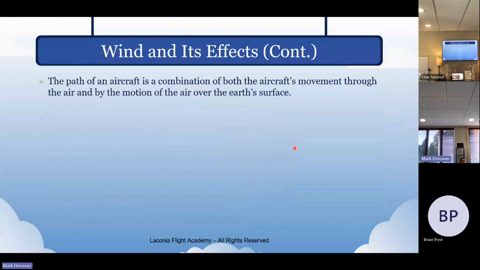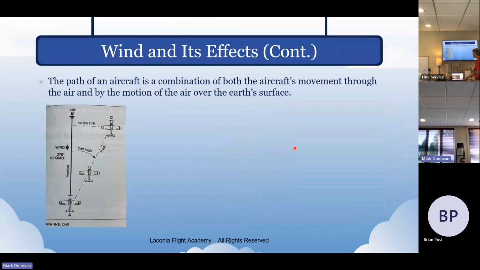The path of an aircraft is a combination of both the aircraft's movement through the air and the motion of the air on the Earth's surface. And so here you see in figure 1, the plane is at point A, wants to go to point B, but there's a strong crosswind. And if he does nothing, he's just going to basically be driven off course and not make it to point B.